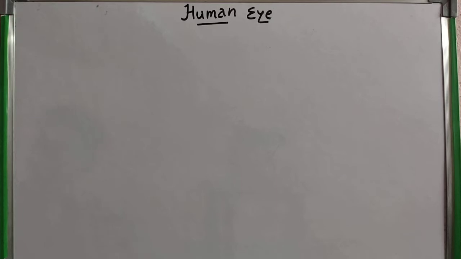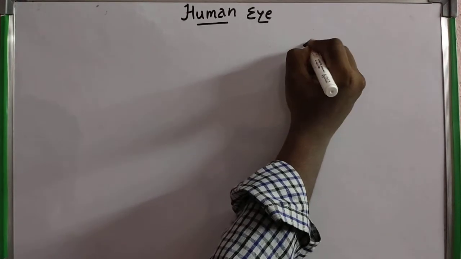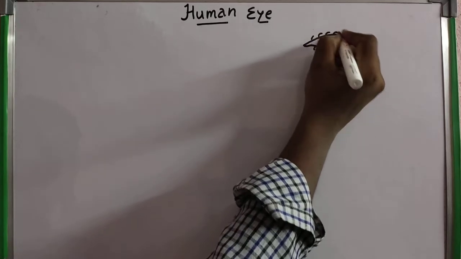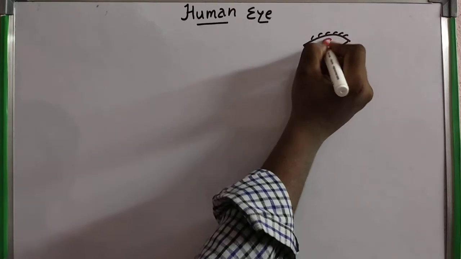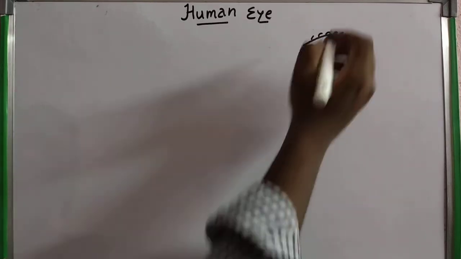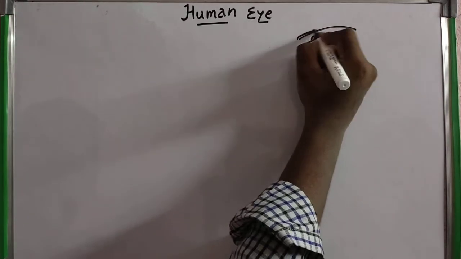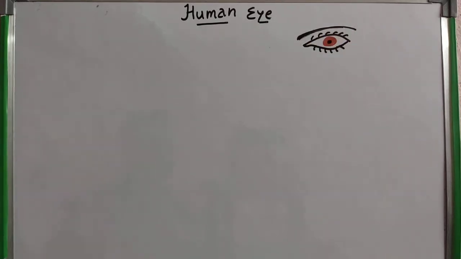You all know that the human eye is one of the most valuable and sensitive sense organs, and whenever we talk about the human eye, this picture comes to our mind. There's a colored circular thing inside it, right? So let me start my discussion from this picture itself.